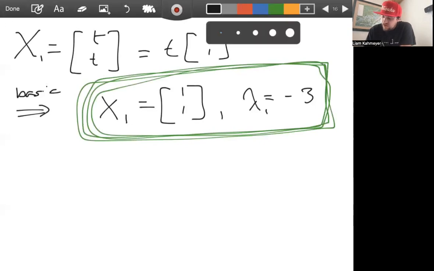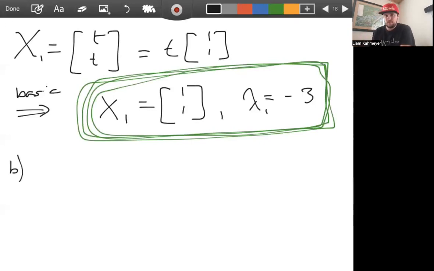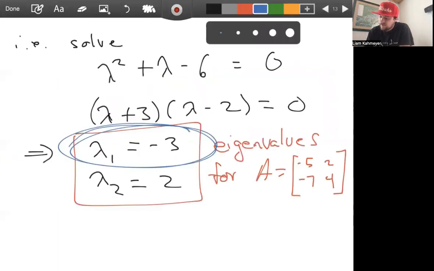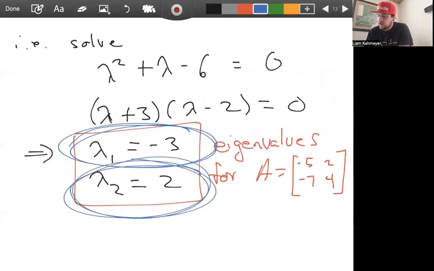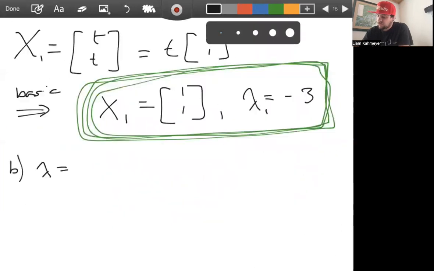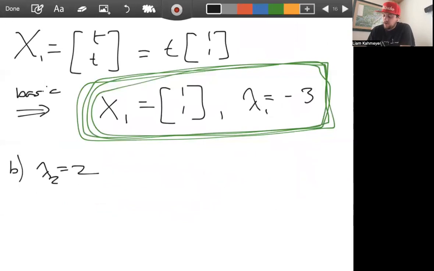Now let's do procedure part 2, part B, which is we need to do the same thing now for the second eigenvalue, which I believe was +2, right? Let me double check here. Drawing a blank on what we got. Correct, it is +2. So let's do the same procedure now for lambda 2 equals 2.